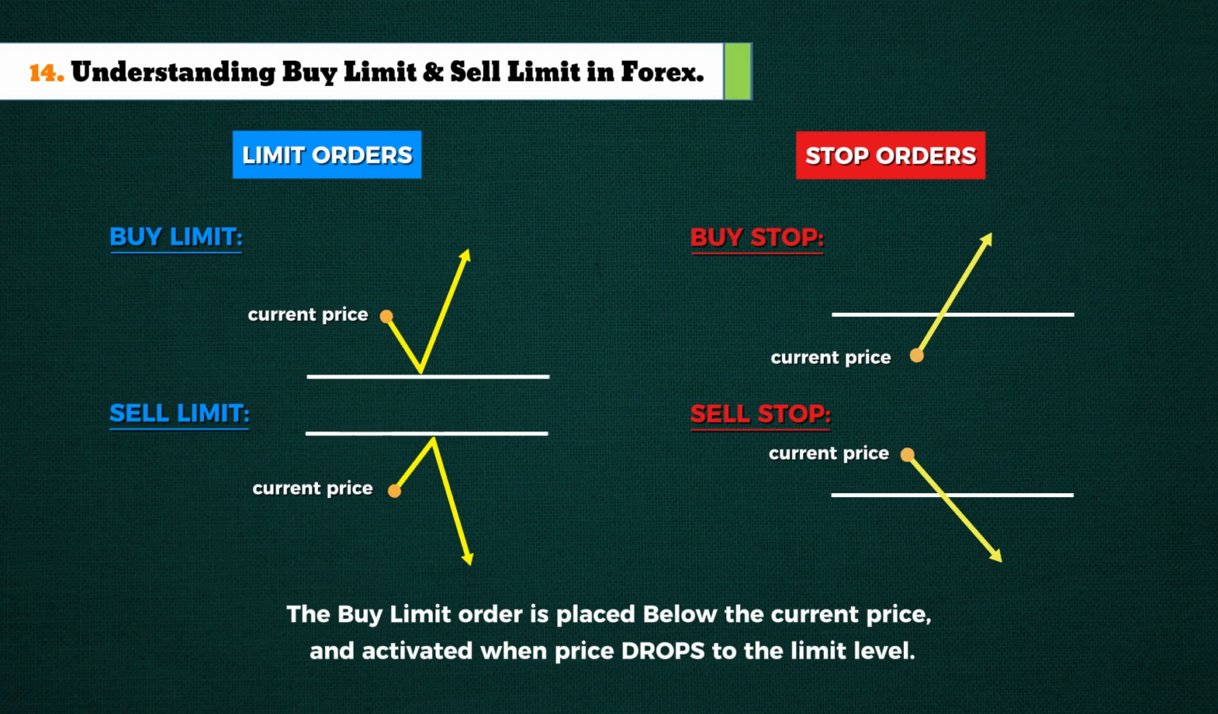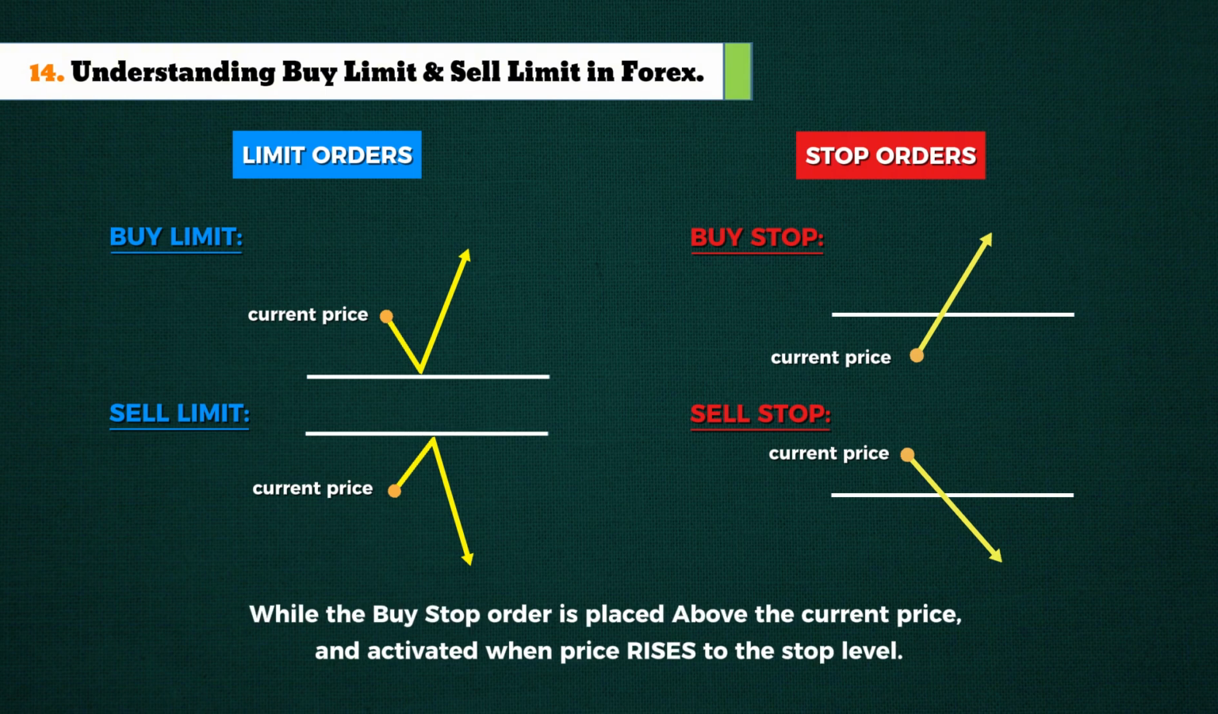The buy limit order is placed below the current price and activated when price drops to the limit level, while the buy stop order is placed above the current price and activated when price rises to the stop level. The sell limit order is placed above the current price and activated when price rises to the limit level, while the sell stop order is placed below the current price and activated when price falls to the stop level.